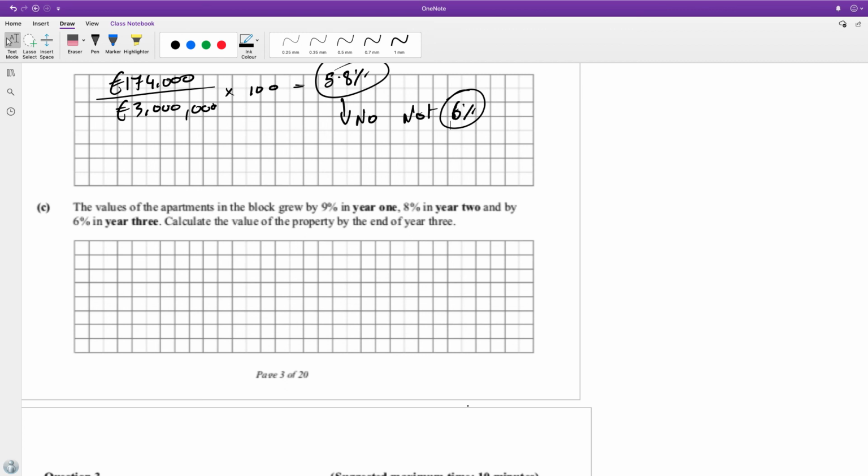Or a quick way of doing this, instead of getting the interest each time and adding it on, is you can say, no, that doesn't work. Because it's not the same figure. You can say 3 million multiplied by 1.09. Why 1.09? Instead of getting 9% and adding it, you get 109%. So 3 million.